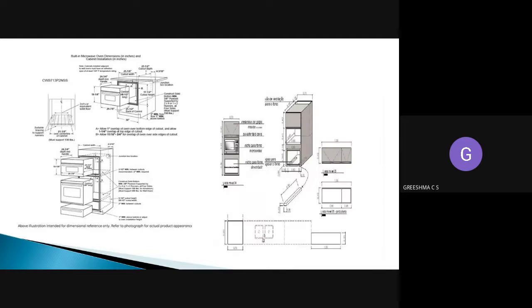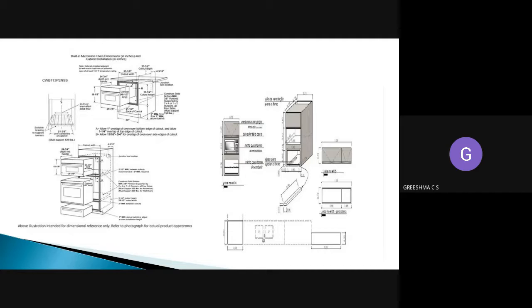First you have to make a plan like this. First you have to make a front view like this. After that, create the detailed drawing. What will be the inside portions, all these things you have to create.